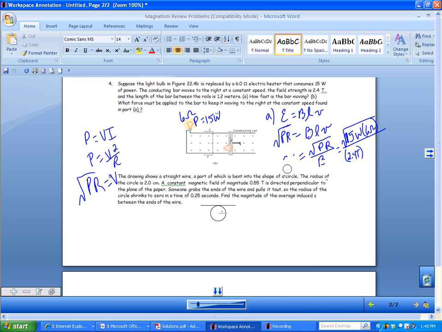So this should be the velocity, and then I should have had the length right here. The length is what they gave me, 1.2 meters. So I'm going to solve for my velocity by taking the square root of 90 and dividing it by whatever 2.4 times 1.2 is. And when I did that, I got velocity to be 3.3 meters per second. Okay, so there's number 4.